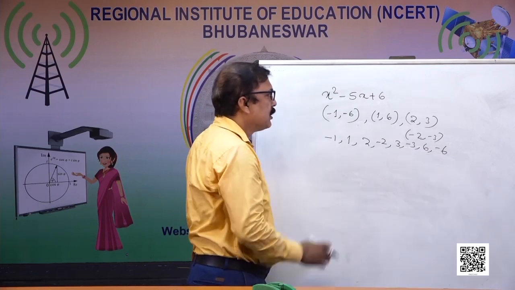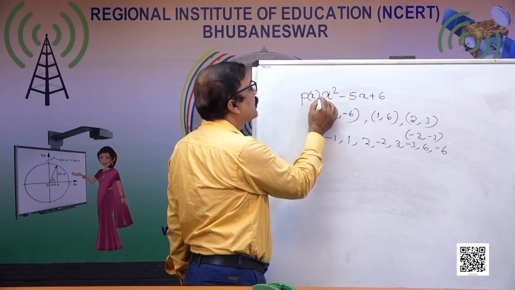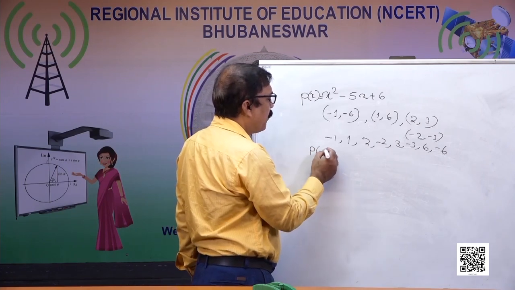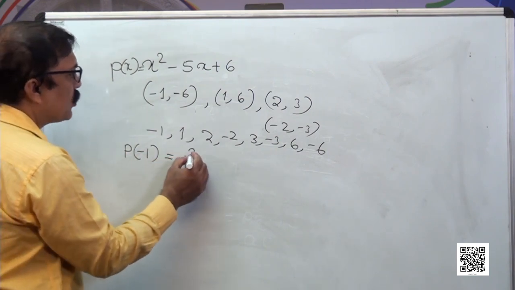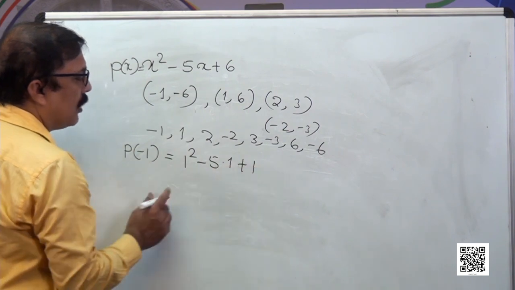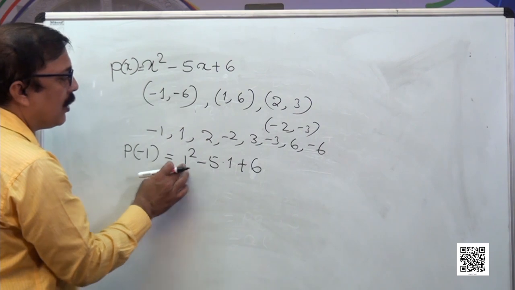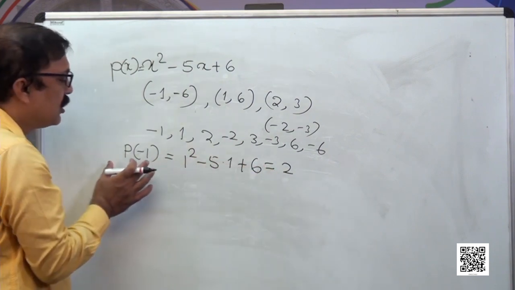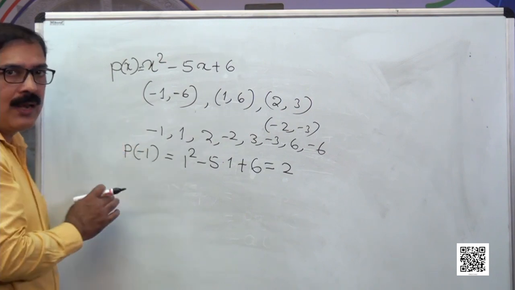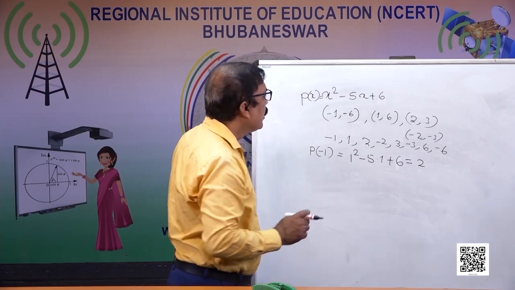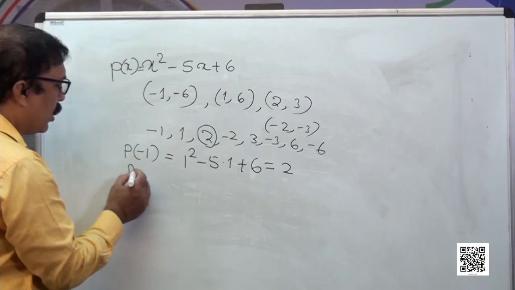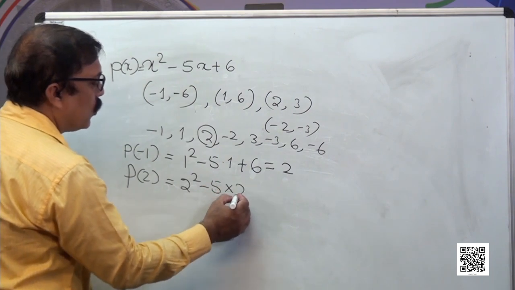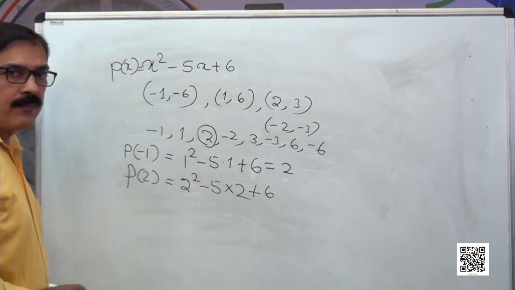So out of these numbers, if this is p(x), then find the value of p(x) at these points. If we put the value p(minus 1), then we will get 1 square minus 5 into 1 plus 6, that gives 1 plus 6, 7 minus 5, is equal to 2. So p(minus 1) is non-zero, so this cannot be x minus of minus 1, that means x plus 1 cannot be a factor. Now let's try with 2. p(2) gives 2 square minus 5 into 2 plus 6. From this what do we get?